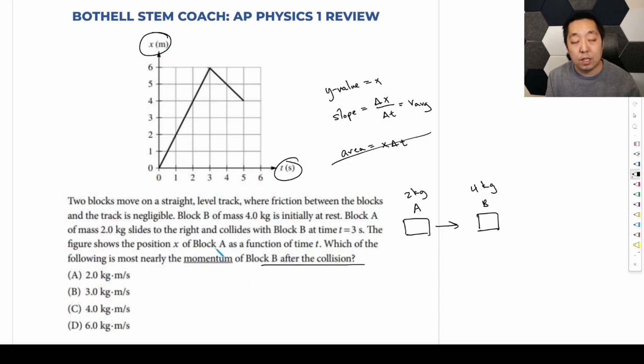Momentum of block B after the collision is m times v. Now, what do we care about? We care about the slopes being the velocity. So this is the graph of block A as a function of time.